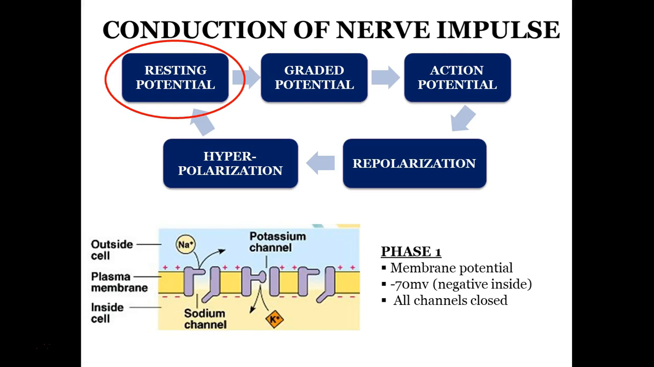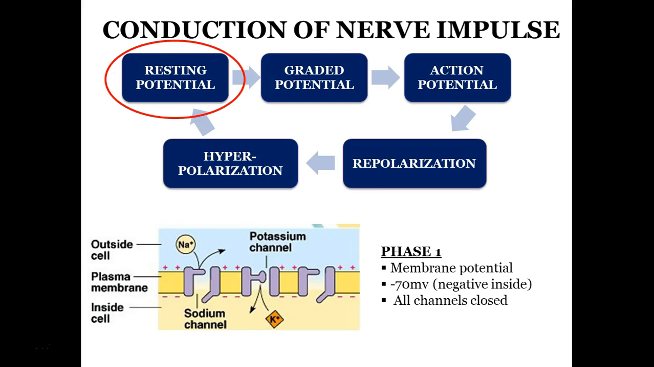As you can see in the diagram, the very first step is phase 1, where the membrane potential is minus 70 mV. That means the cell membrane has a negative charge inside, right? And outside it has a positive charge. It is relative. That means the inside of the cell membrane is more negative as compared to the outside, and the value is minus 70 mV.